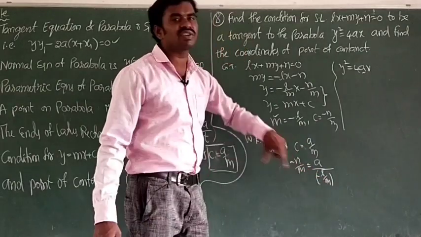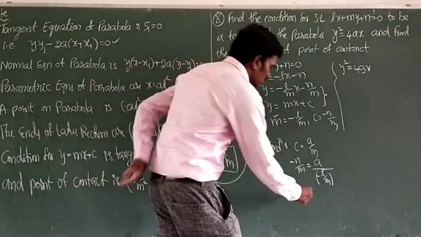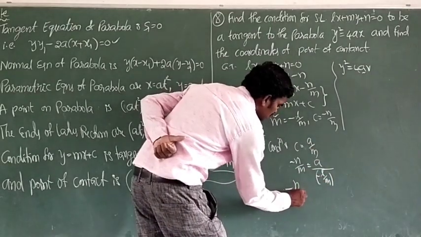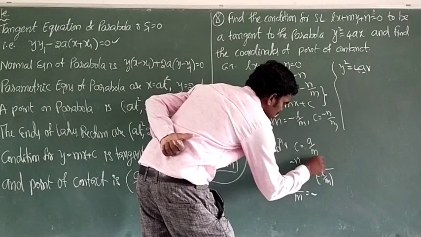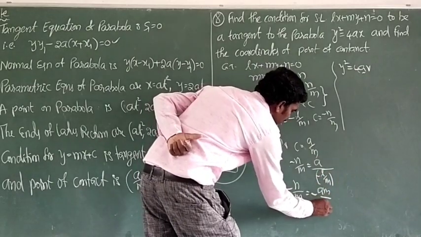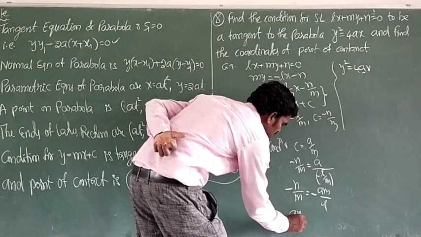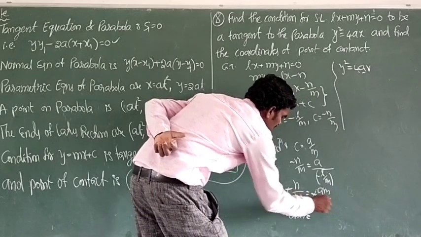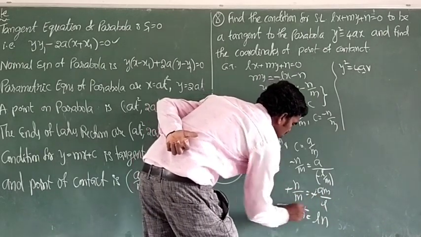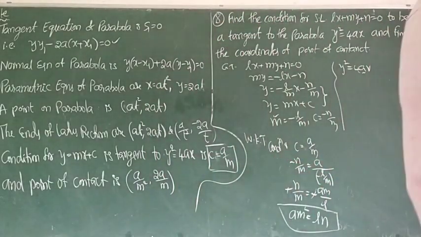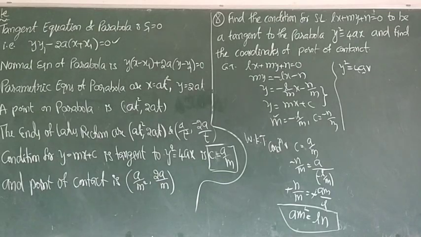By simplifying this, we can get the condition. That's it. Here the denominator fraction goes to the numerator. So minus n by m is equal to minus a m by l, and doing cross multiplication, m into minus a m square is equal to l into n, ln or nl. So this is the condition. That's it. What is the condition? am square equal ln. It is over.